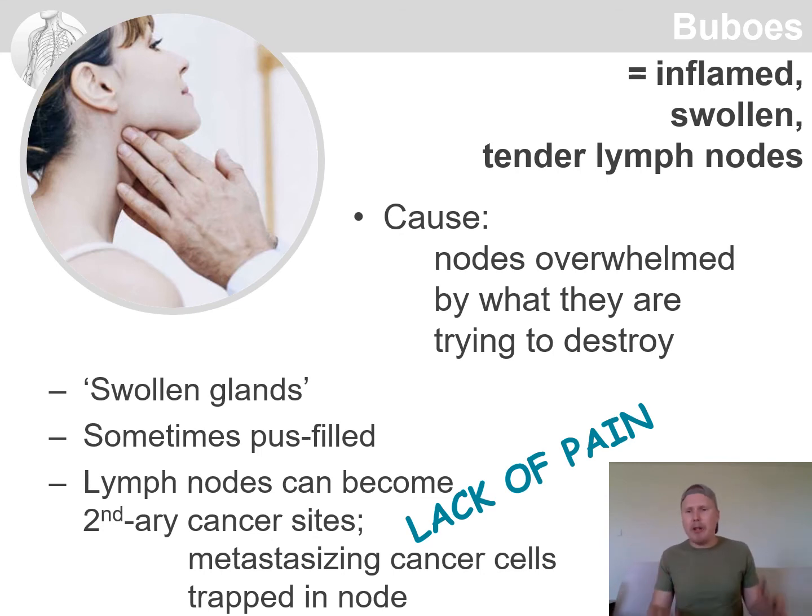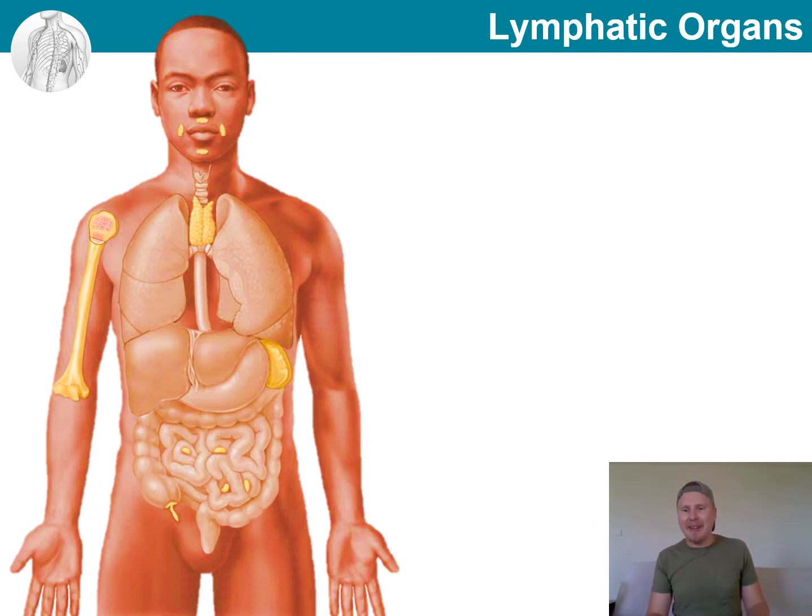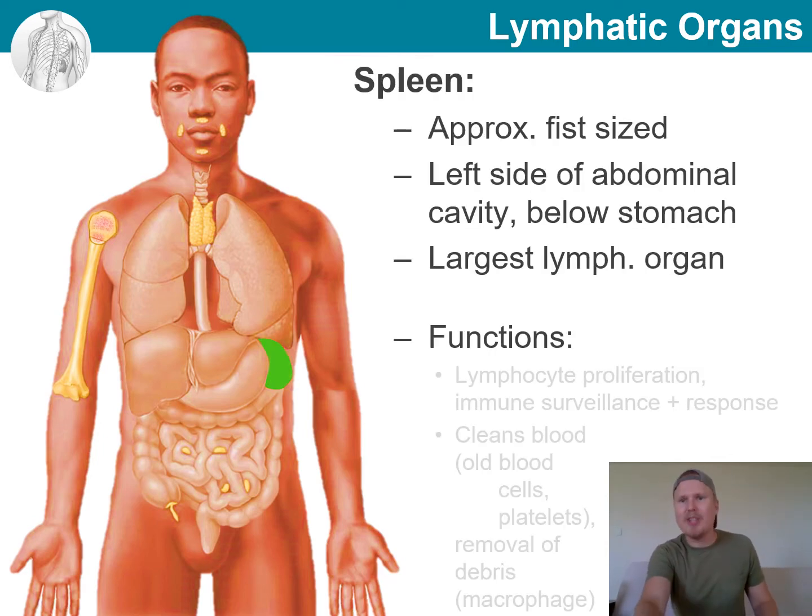So that's our lymph nodes, and what I want us to do next is look at various lymphatic organs. And we will talk about each one briefly. And if you want more detail, you can refer back to the textbook. So let's start with the spleen.